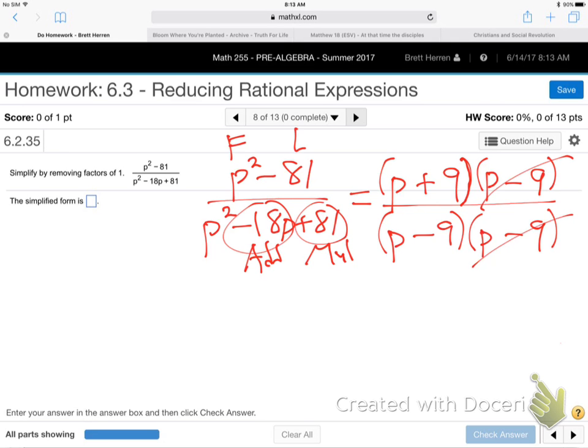And then these guys will cancel. And so what are we left with? P plus 9 over P minus 9. And then that's it. I can't cancel those P's or the 9s, because it's glued, package deal, buy the whole thing or nothing, exact match or nothing. And we can't take anything. Good? It's all making sense on that? All right.